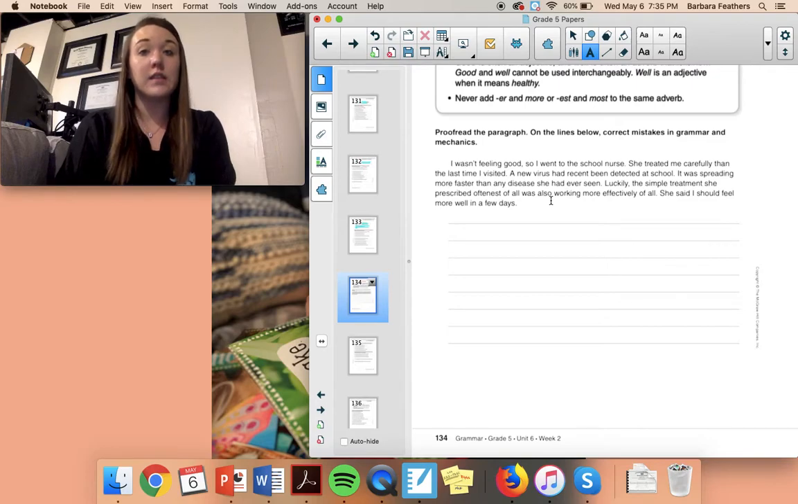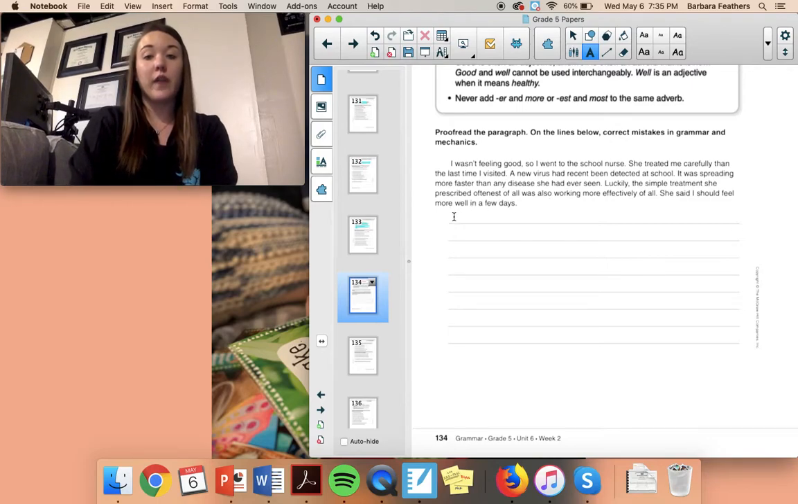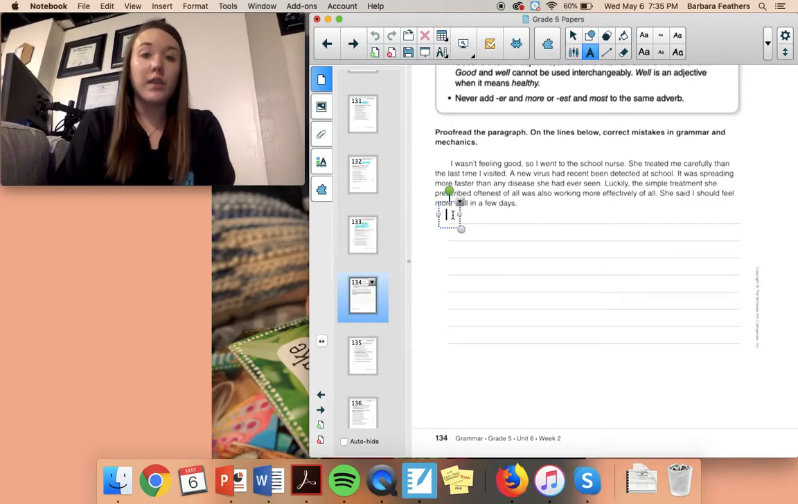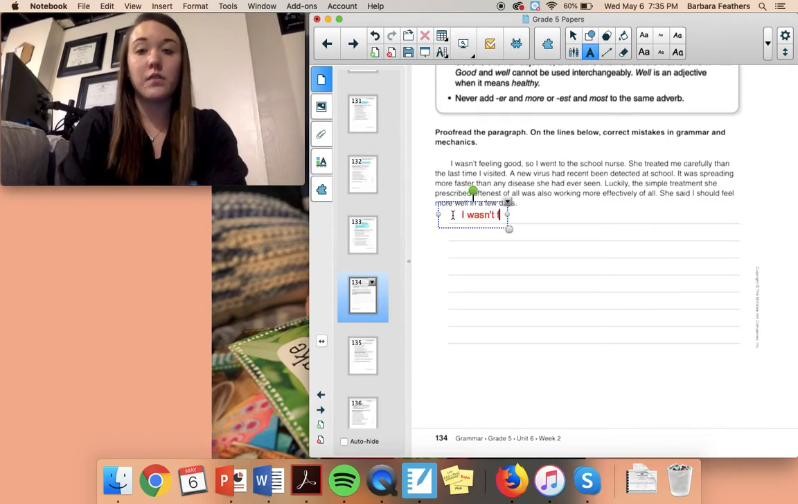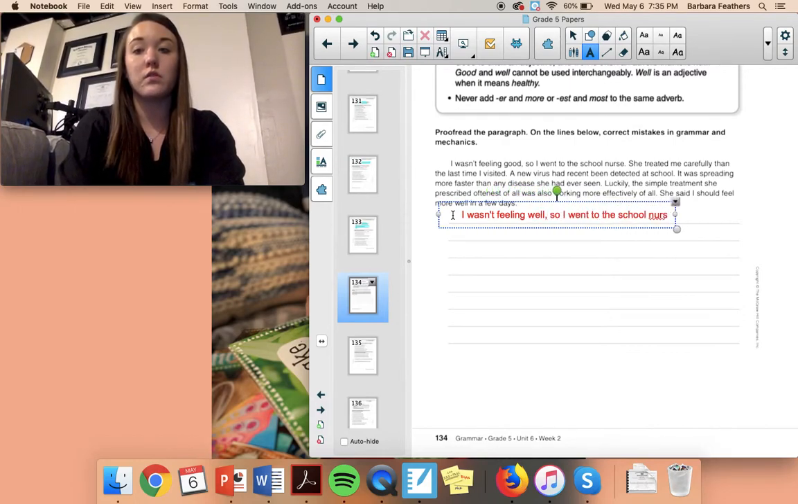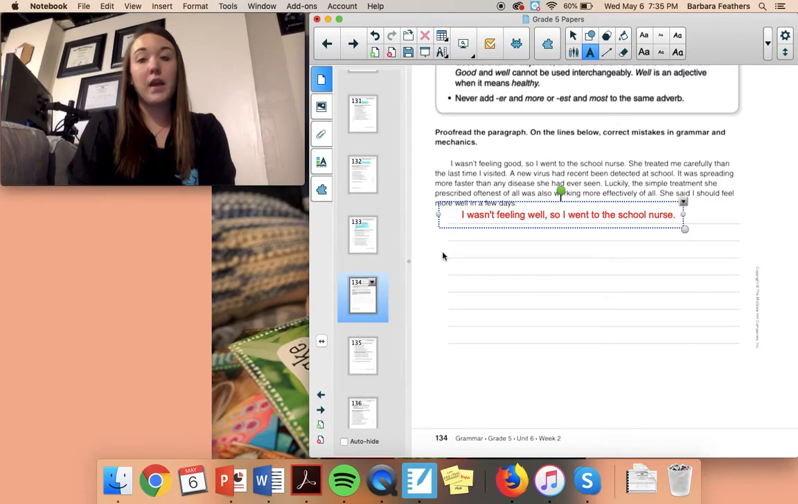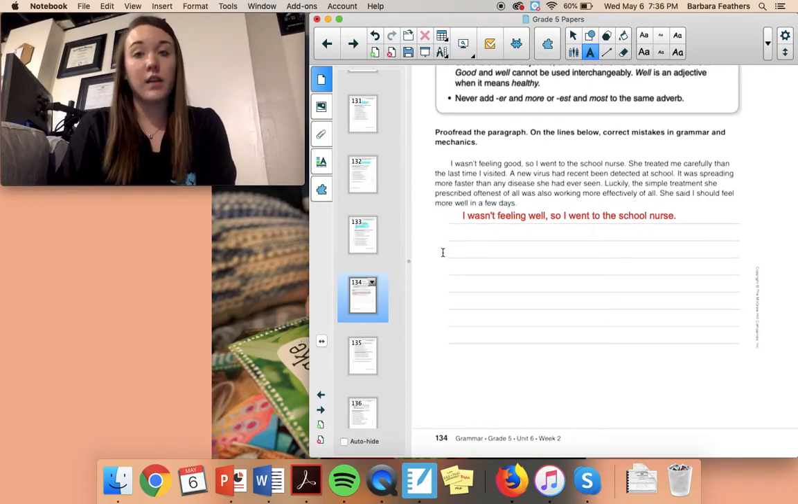I like to go a sentence at a time, so let's do the first sentence together. I wasn't feeling good, so I went to the nurse. Good is used incorrectly in this sentence. The previous page reminded us that if I am using the word good as in healthy, I want it to read as well. I wasn't feeling well, so I went to the school nurse. You will finish this page by correcting the rest of the mistakes and rewriting it on the lines provided.